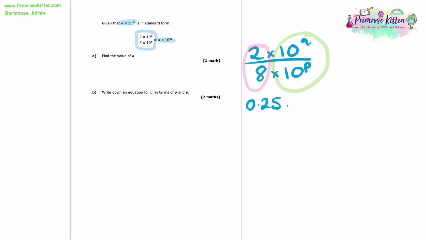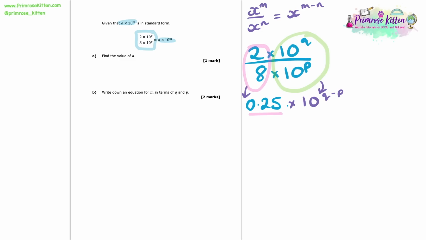So now I'm going to have a look at the indices. So I've got 10 to the power of q divided by 10 to the power of p. So we should remember that when we divide these powers, we have to subtract the indices. So that means that here, where we have 10 to the q divided by 10 to the p, that will give us 10 to the q minus p. So we're nearly there now, okay?